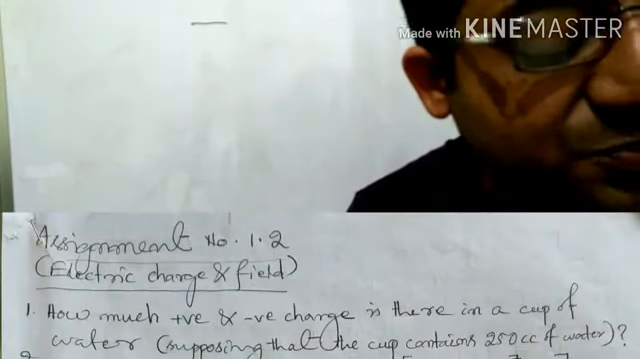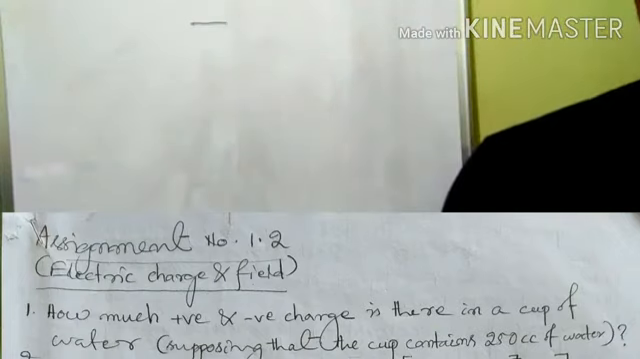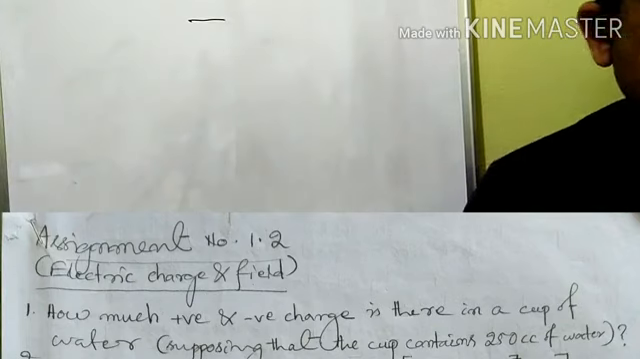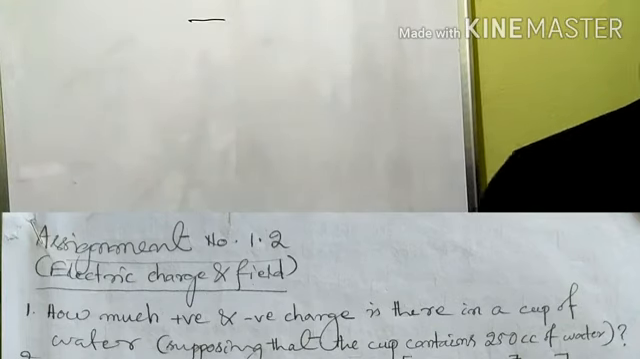The first numerical: how much positive and negative charge is there in a cup of water, supposing that the cup contains 250 cc of water?